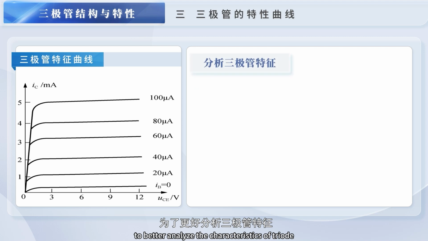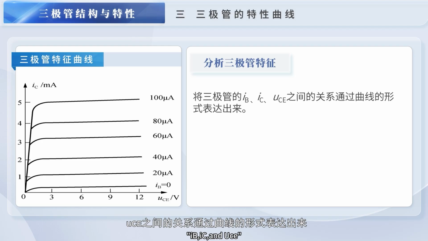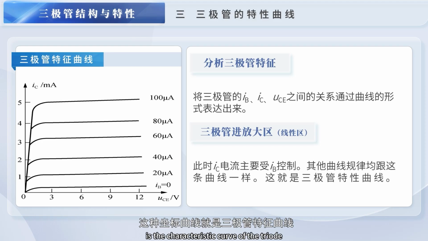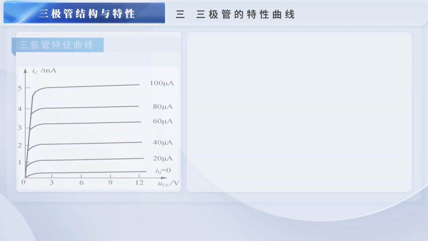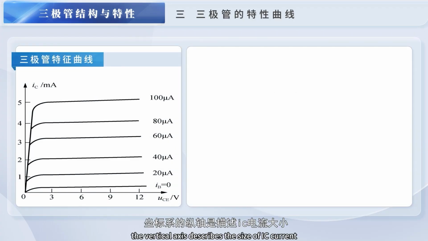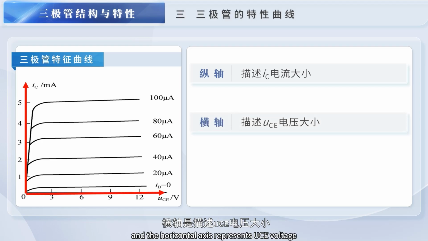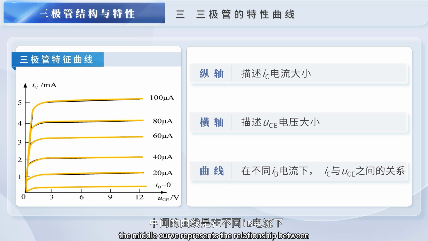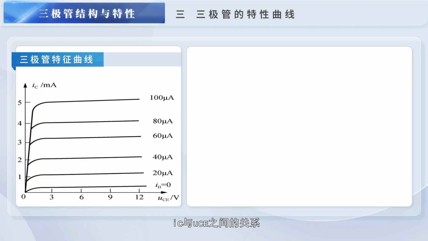To better analyze the characteristics of triode, we express the relationship between IB, IC, and UCE in the form of a curve. This coordinate curve is the characteristic curve of the triode. The vertical axis describes the size of IC current, and the horizontal axis represents UCE voltage. The middle curves represent the relationship between IC and UCE at different IB currents.